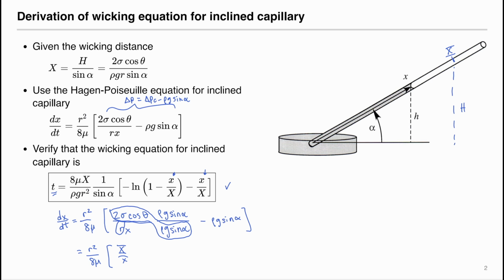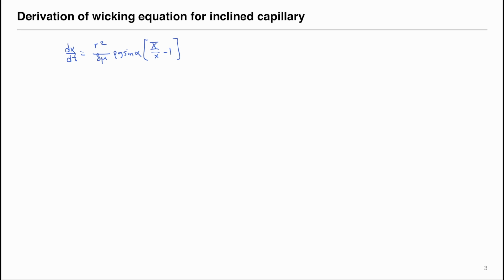Then we have rho g sine alpha at the top. And here we can group the rho g sine alpha together so that it comes out the outside. We have big X divided by small x minus 1. After having this form, we can then further simplify this equation, rho g sine alpha, so that we have a common denominator, small x, and at the top we have big X minus small x, so that x and x cancel to 1.